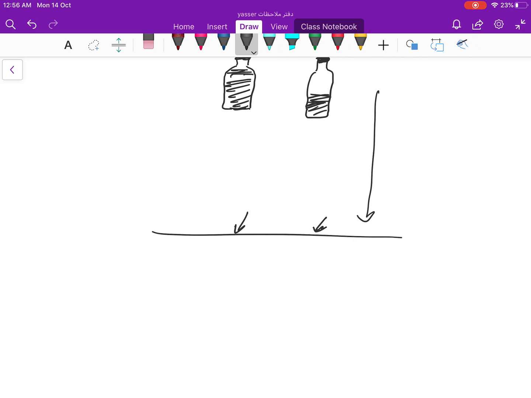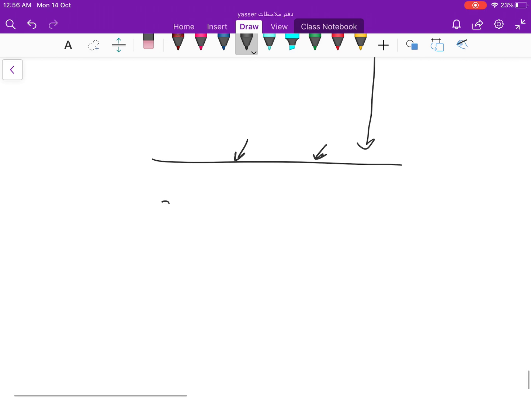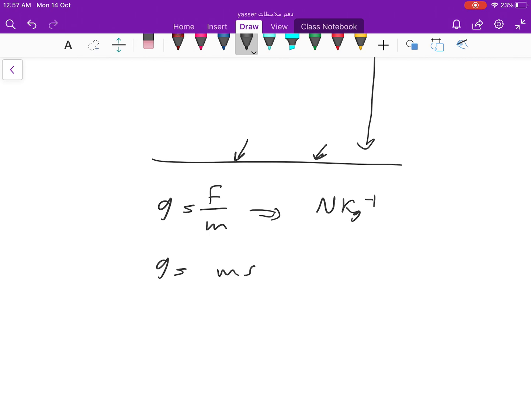And they found that they reached the ground at the same instant of time. So we have a constant acceleration, whatever the mass of the object. If the object is left in the field of the Earth, the gravitational field strength will be the same, and the gravitational field strength g is the force acting per unit mass, and its unit is newton per kilogram. The free fall acceleration, which is the same as the gravitational field strength, is also meter per second squared.